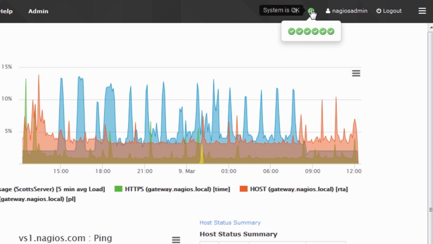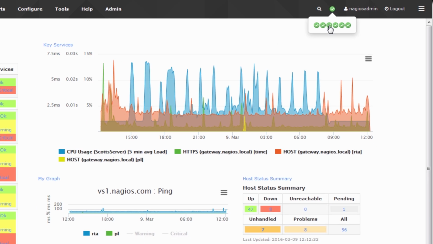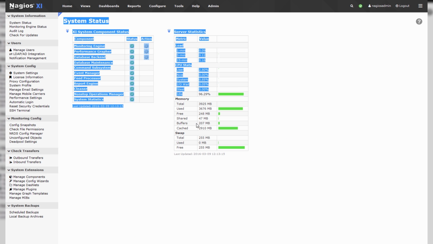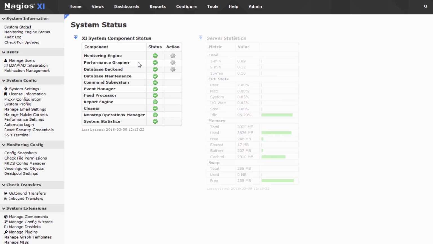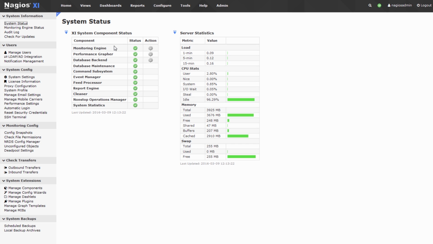So beneath this initial green icon are several other green icons, and they all stand for different things. Monitoring engine is running, performance grapher is running, etc. And you can click on this to get to the system status page, which is located under Admin. Click Admin and click System Status, and that's the same page that you can get to by normal navigation means.